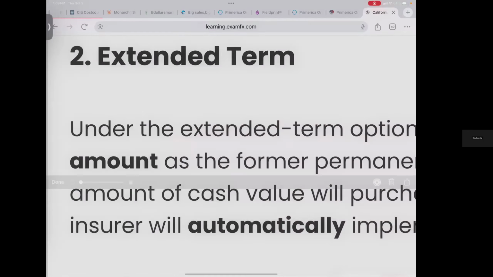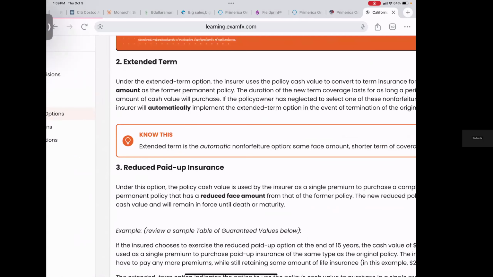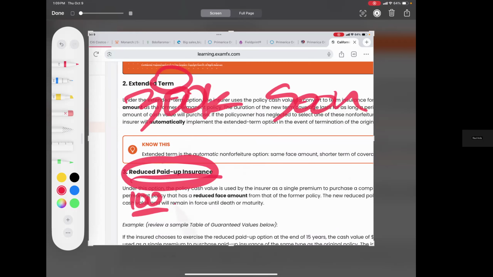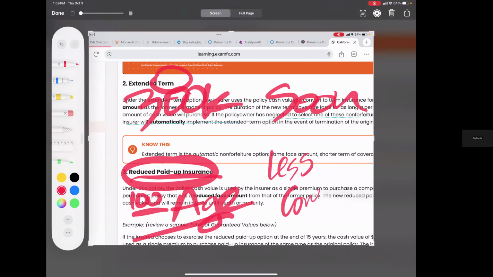Okay. Next, number three. Number three is reduced paid up. Reduced paid up keeps it till age 100, but it's not going to be 300,000 like here. Extended term was 300,000, right? But it's a term, so it ends soon. Reduced paid up reaches age 100, but it's less coverage. Instead of 300,000, it'll go down to 30,000 or 100,000. How much it goes down, they don't test you on that. They just want you to know the mechanics.